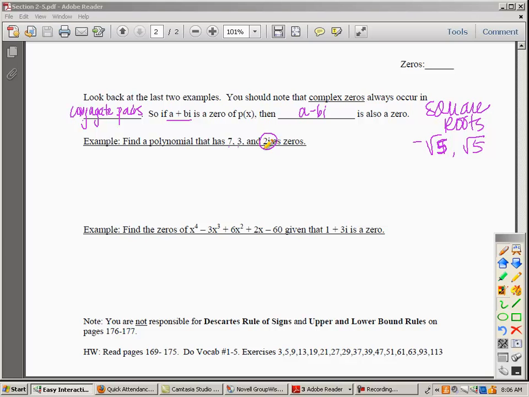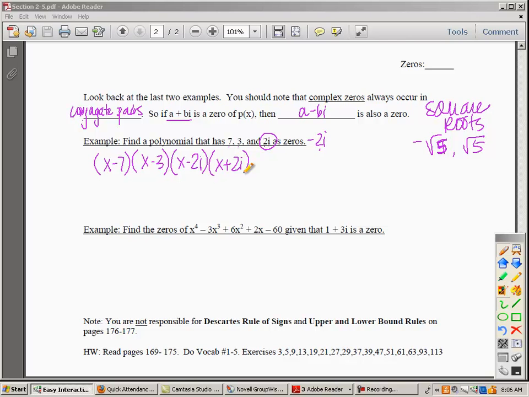Well, if 2i is a zero, then negative 2i is also. Okay? And so I'm going to take these zeros and write them as factors. If 7 is a zero, x minus 7 is a factor. If 3 is a zero, x minus 3 is a factor. If 2i is a zero, x minus 2i is a factor. And if negative 2i is a zero, x plus 2i is a factor.